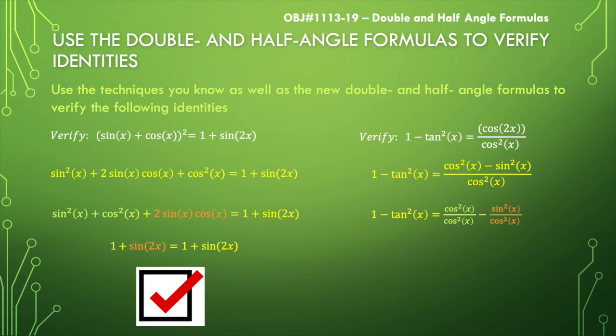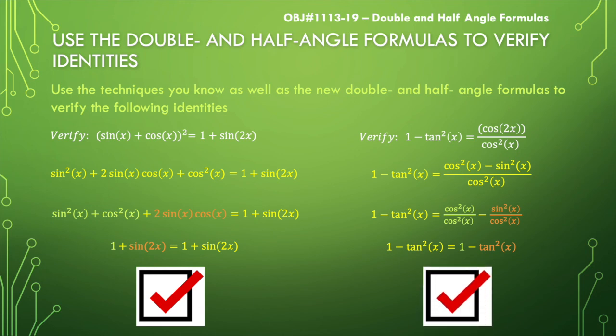Okay, well now I think I have exactly what I'm looking for, right? Because cosine squared of x over cosine squared of x, that's 1. And sine squared of x divided by cosine squared of x is tangent squared of x. And so when I rewrite it in that way, I'm all finished. And that one's done. Way to go.